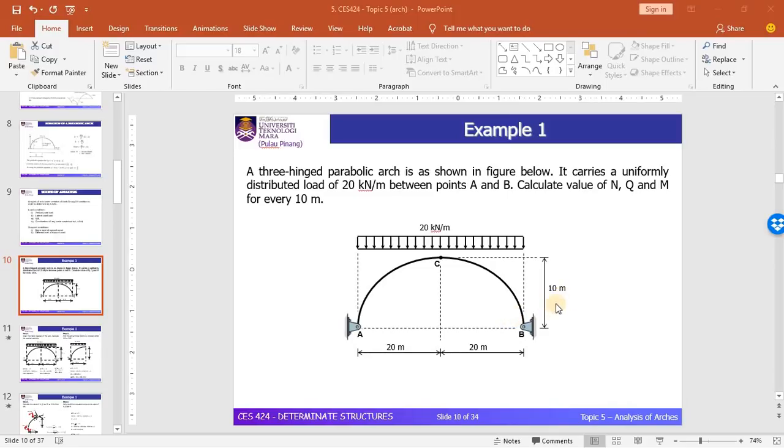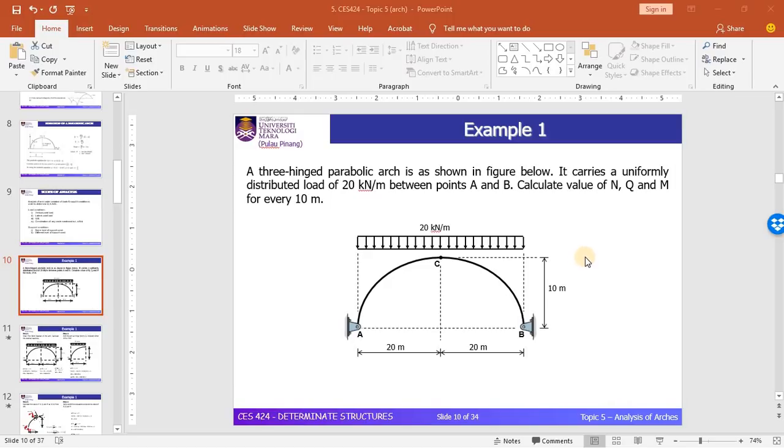So let's discuss example one. Basically, we will discuss three examples in this topic. For the first example, we will analyze the arch with the same level of support. Meanwhile, in the second example, we will analyze the arch with different levels of support, and they have a combination of loads, which is a UDL and a point load. And in the third example, we will draw the bending moment, shear force and axial force diagram for the arch.